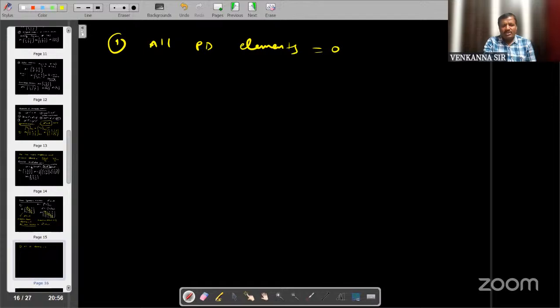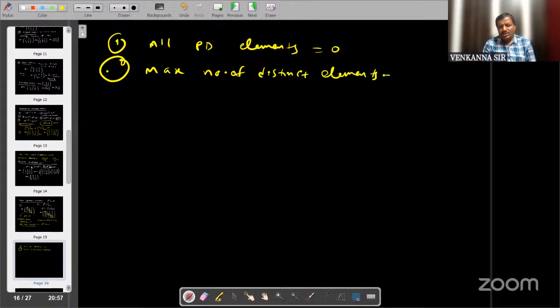Mirror image does not exist. All principal diagonal elements are 0. And the second point: if you are taking the maximum number of distinct elements, the maximum number of distinct elements is n square minus n plus 1.